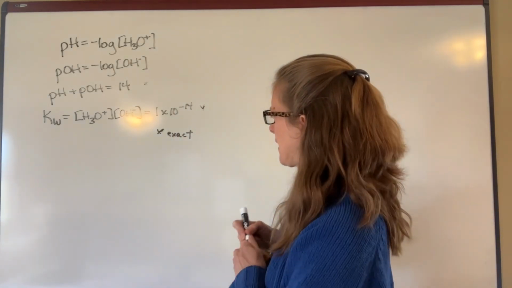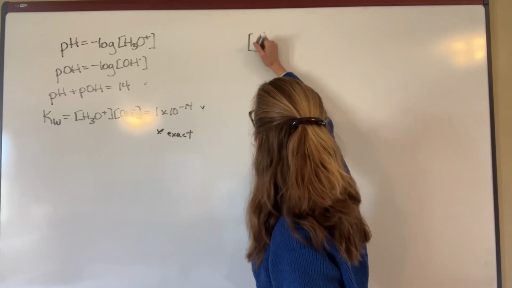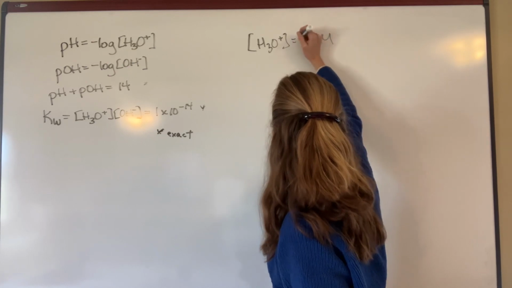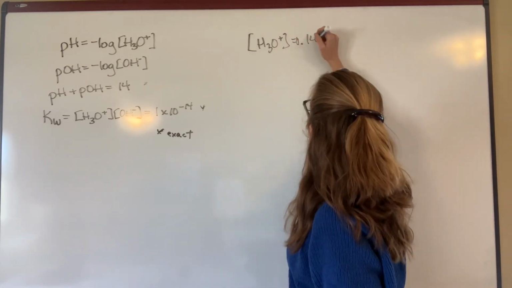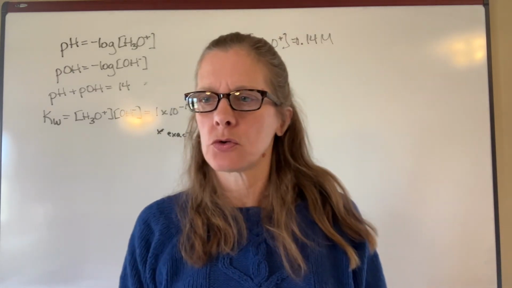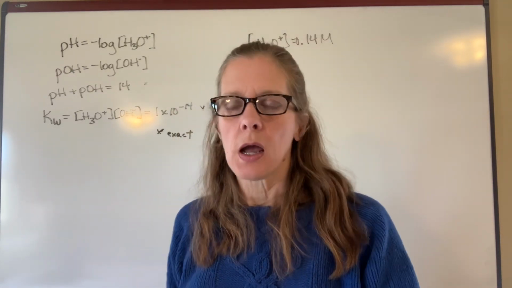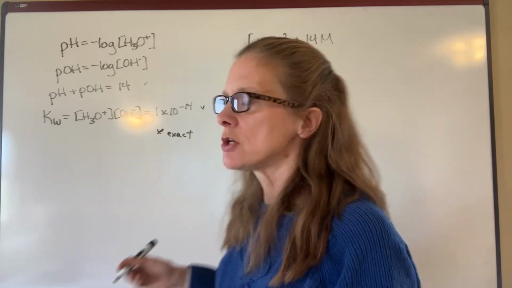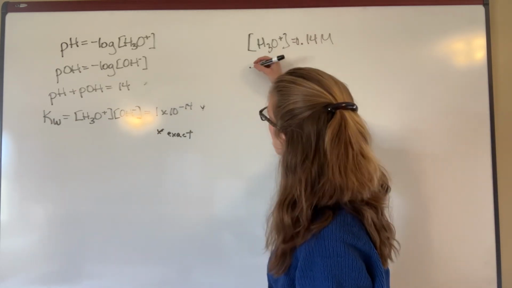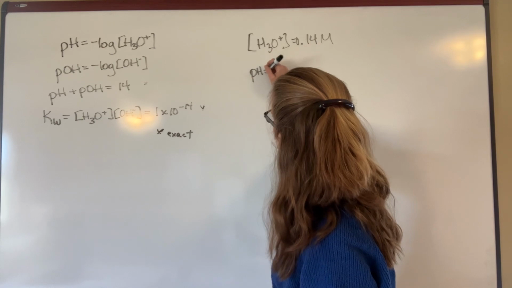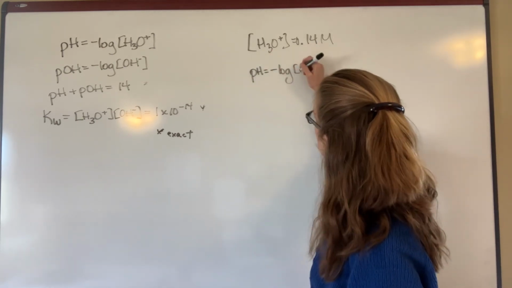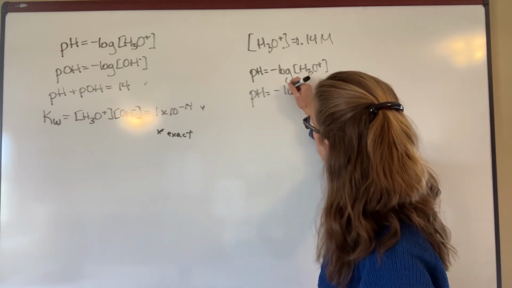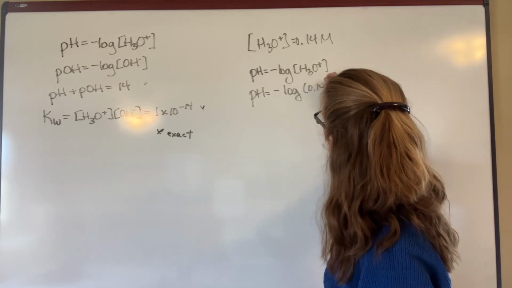So if I have a hydronium ion concentration of 0.14 molar, I should probably have a 0 in front of that. What is the pH going to be? The biggest thing here is to make sure that you know how to use your calculator appropriately and that you end up getting the right answers. We know that the pH is the negative log of the concentration of the hydronium ions. So the pH for this is going to be the negative log of 0.14.